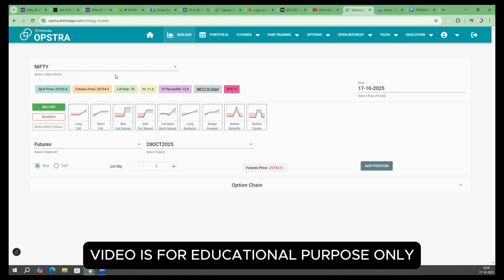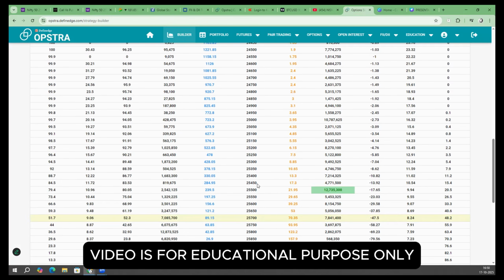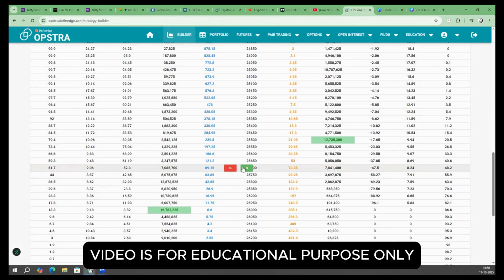Let me show you a practical example of how these are calculated. I'm using Opstra for the purpose of teaching you here. Let me take the 20th October expiry. If I'm buying 25,700, understand here, if the market doesn't want to lose 89 rupees, the market has to close at 25,700 plus another 90 rupees, so that whatever premium you paid becomes safe. You understand?